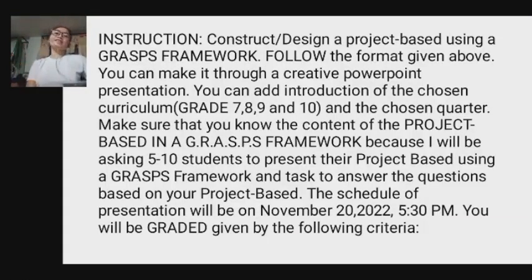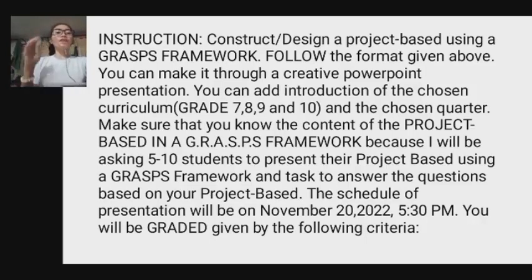So, here is the instruction of the task. The student must construct or design a project based using a GRASP framework. So follow the format given above, so you can make it through a creative PowerPoint presentation. You can add an introduction of the chosen curriculum. It may be grade 7, grade 8, grade 9, or grade 10, and the chosen quarter as well. So make sure that you know the content of the project based in the GRASP framework, because I will be asking 5 to 10 students to present their project based using a GRASP framework, and to answer questions based on your project based.